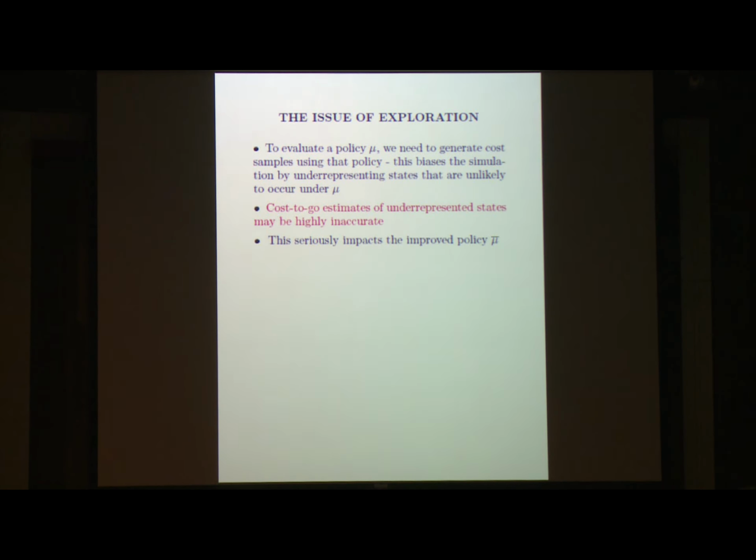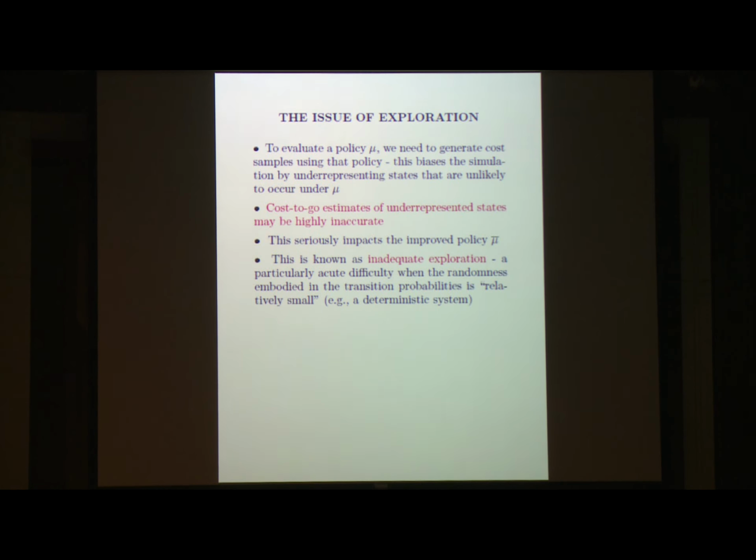We form a least squares objective involving simulation samples. If the simulation samples do not represent some states, then there is nothing in our least squares optimization that will provide an incentive for good cost approximation of these states. So if you have an inaccurate cost approximation for some states, when you do policy improvement, this may give you nonsense for the improved policy. So it's a serious problem. In fact, the most serious problem from a practical point of view is how to construct a rich enough set of samples to make sure that the state space is sufficiently well explored. So this is known as inadequate exploration.